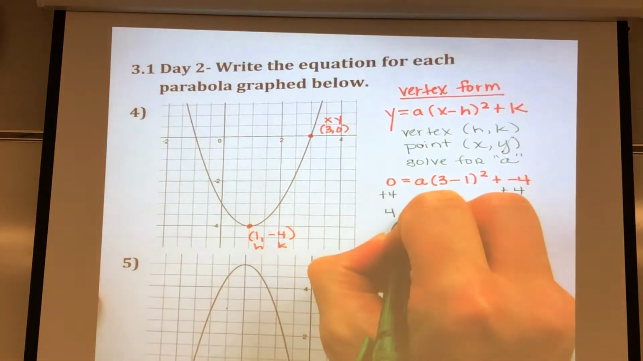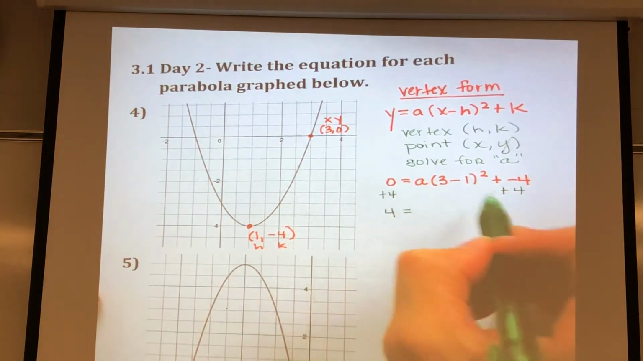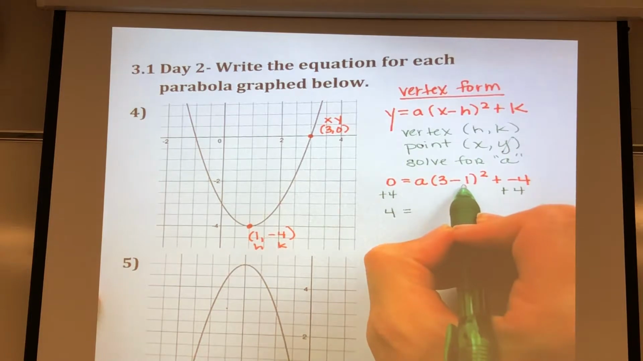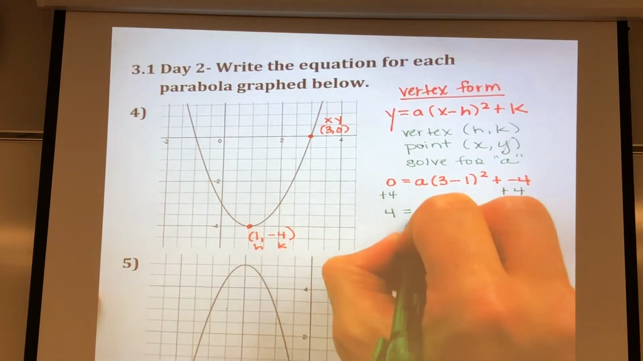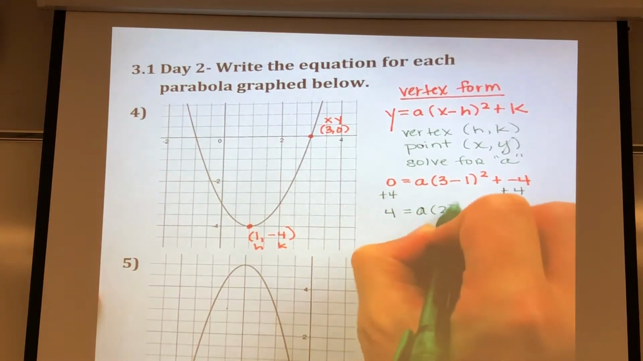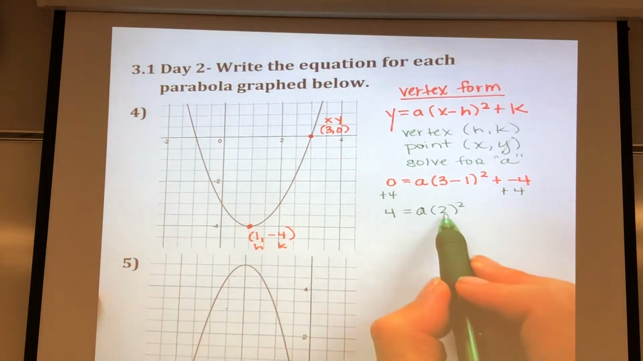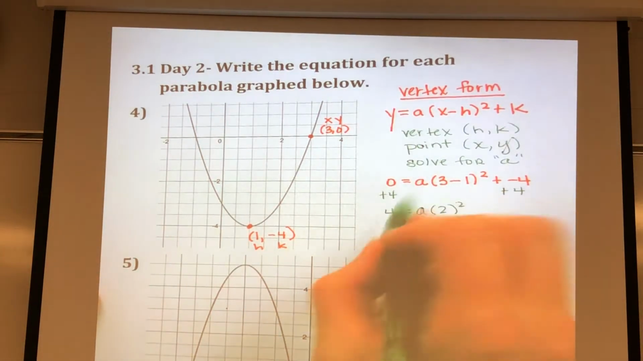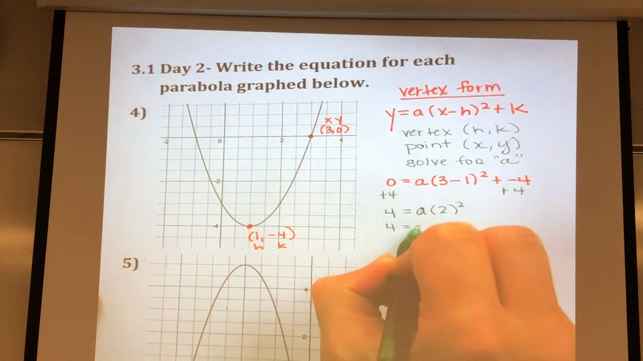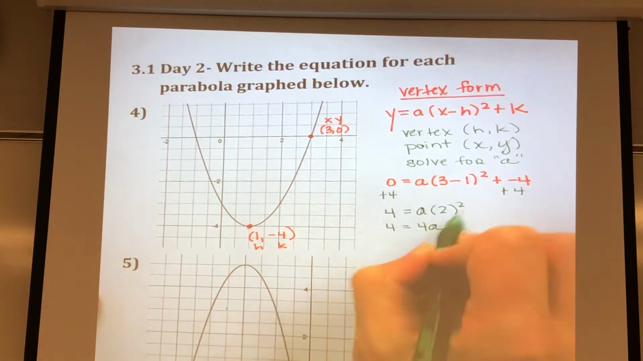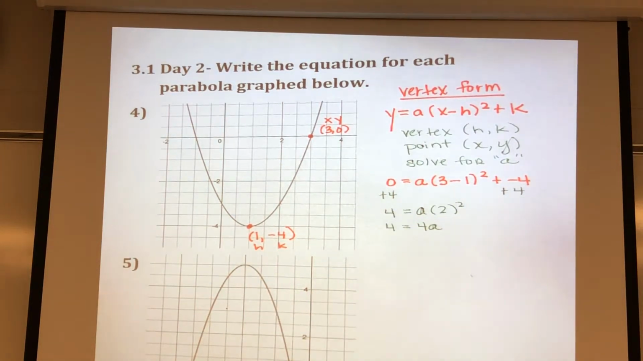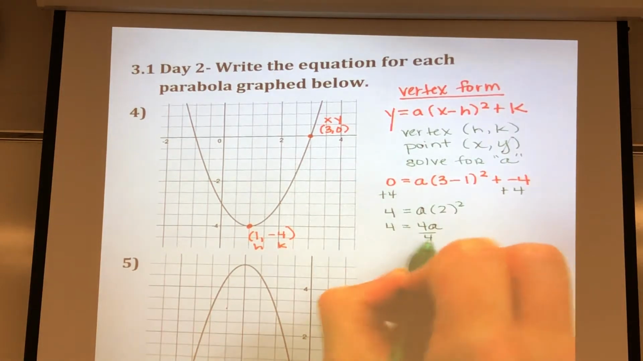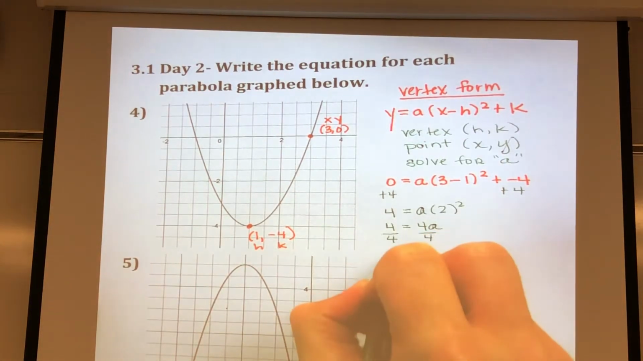So we have 4 equals, and we can simplify this when we're rewriting it. 3 minus 1 is 2. So we have a times 2 squared. Then we have 2 squared is, of course, 4. You can write it as a4, or most people are more familiar with the number being in front, so you can write it as 4a. And then we divide by 4, so a equals 1.